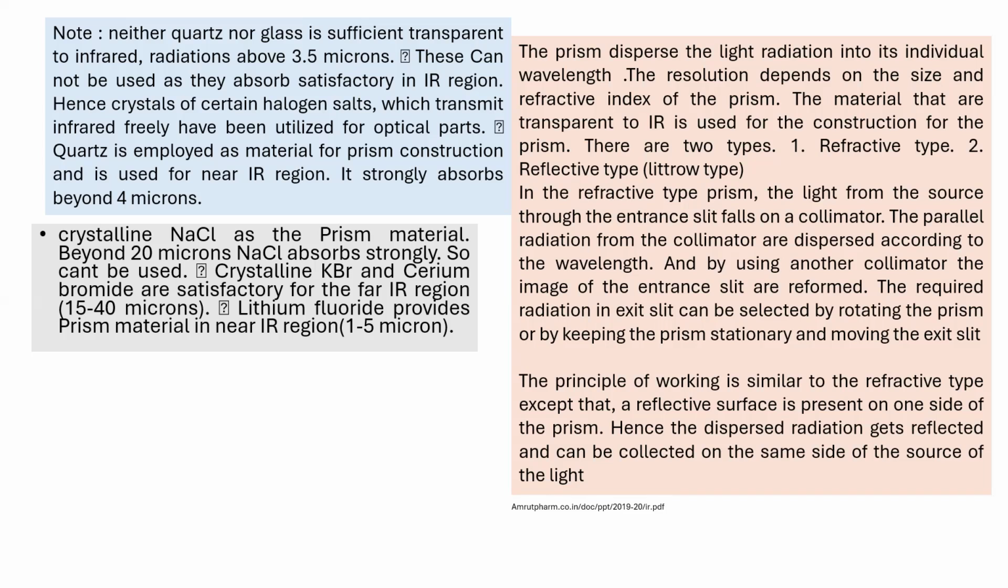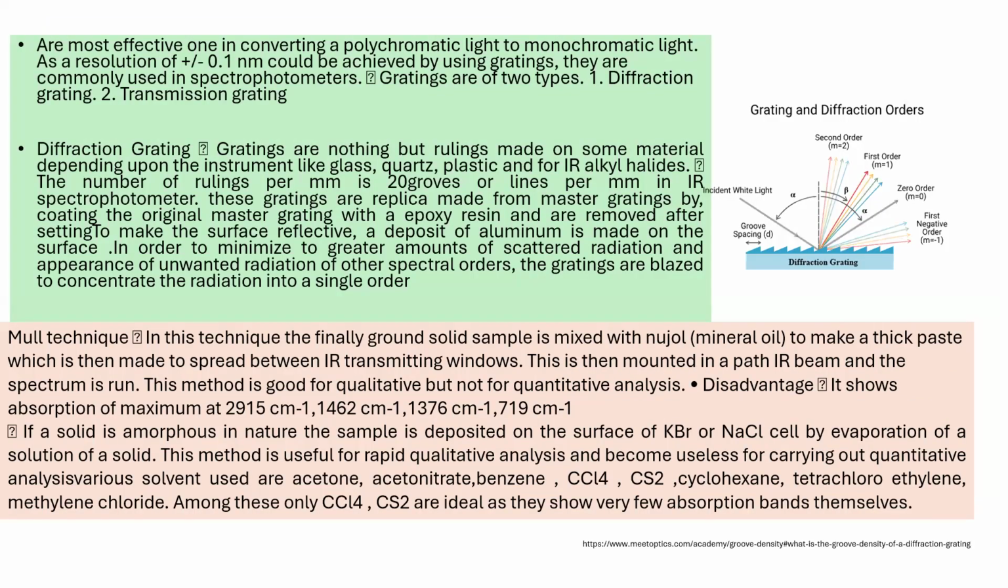In the refractive type and reflective type, both are almost similar, the only difference is that a reflective surface is present on one side of the prism. So the dispersed radiation gets reflected and can be collected. So refraction and reflection, these are the two basic physical phenomena which are going to be working in the two types of prism systems.